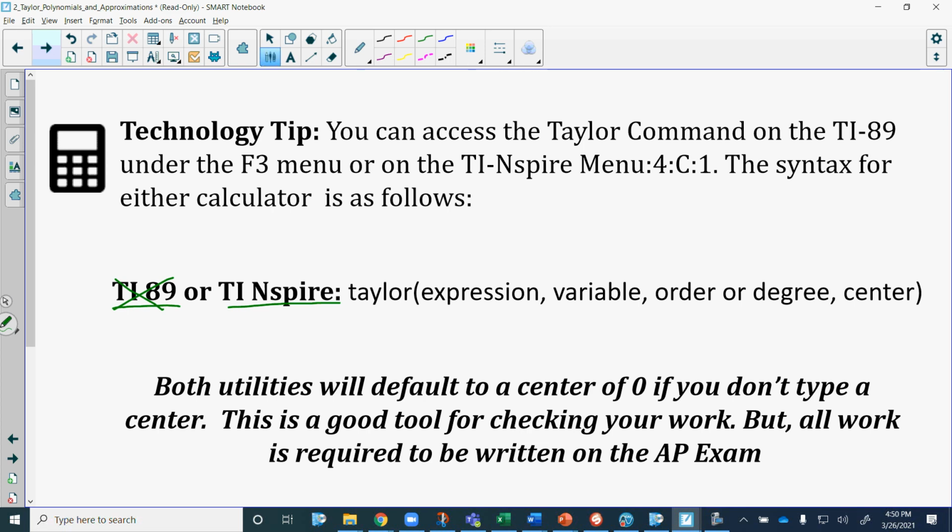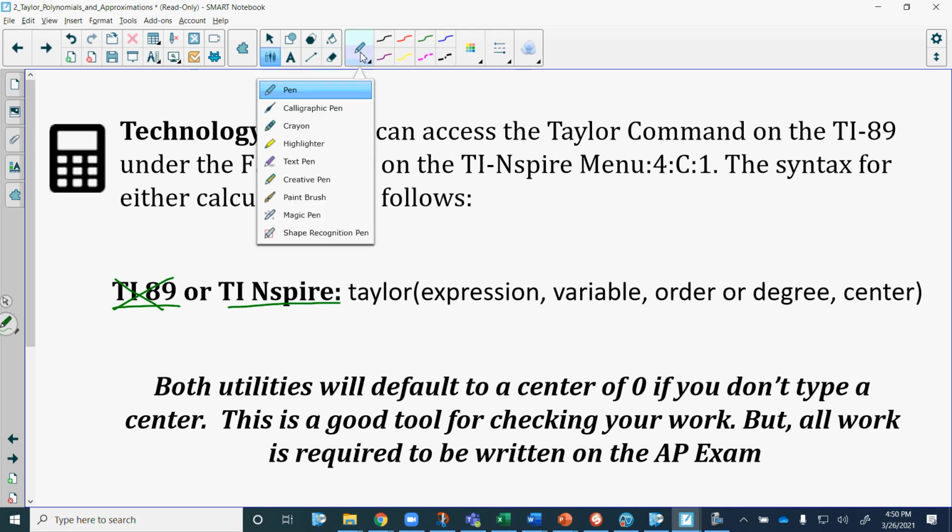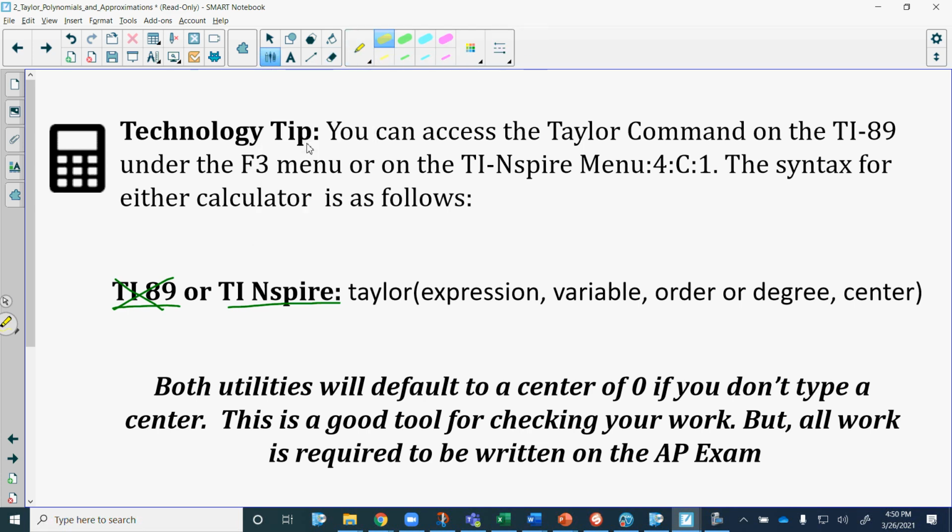Now, pay attention to this bit here because this is a little bit innocuous. This is something that we need to know if we're using an Inspire calculator. And I guess it tells us the same thing for the 89 if you happen to have one. This is how we actually enter it into the calculator.